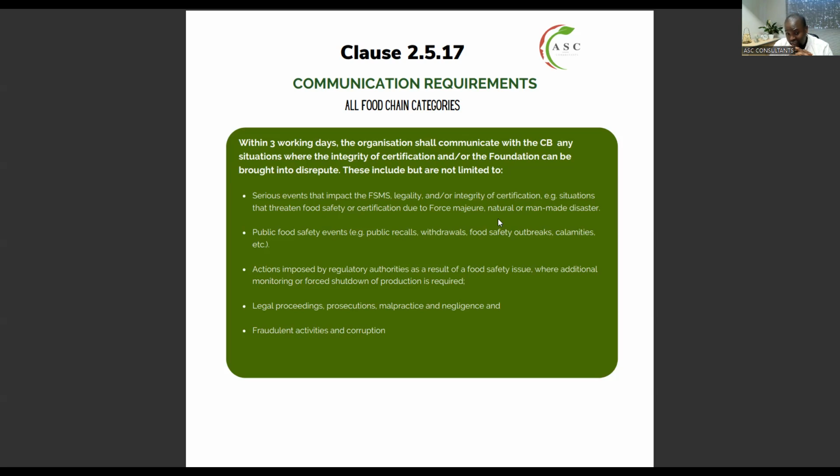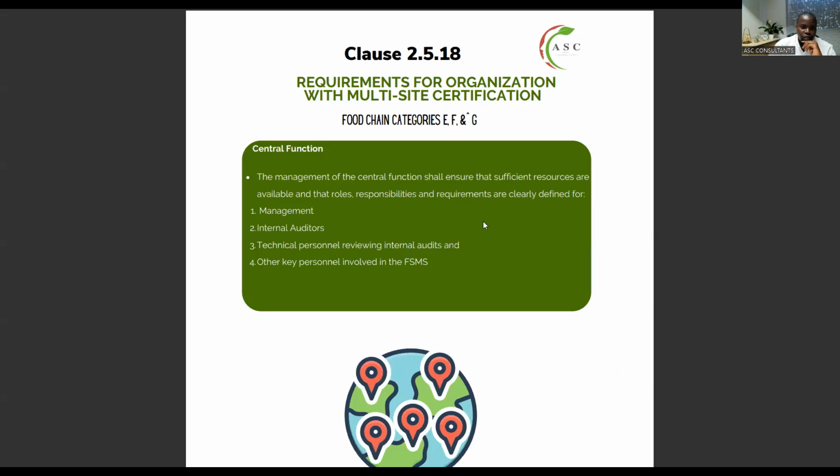When there are legal proceedings, prosecutions, malpractice and negligence and fraudulent activities and corruption, inform your certification body within 3 days. Okay, so it's getting stricter in terms of this because the scheme is also trying to protect its integrity and the integrity of certification bodies to ensure that when you get the certification, you deserve to have it. And because if you then have any one of these incidents, they could interpret it as their certification has been brought to disrepute, and they will then try to protect the integrity of the scheme.